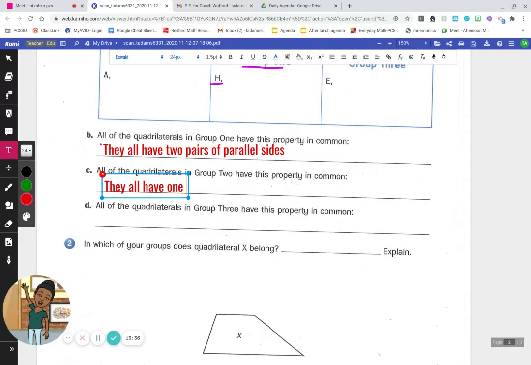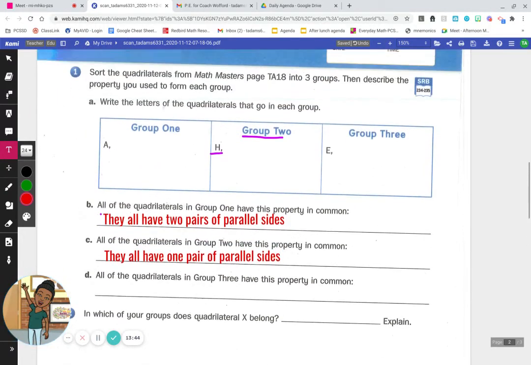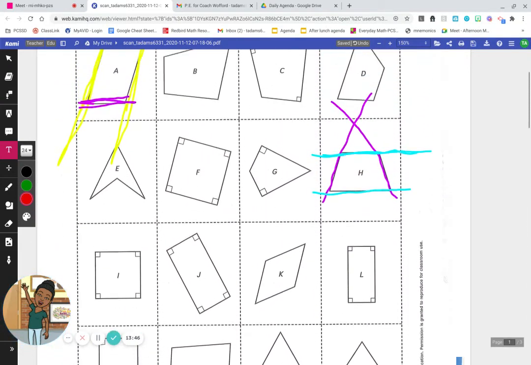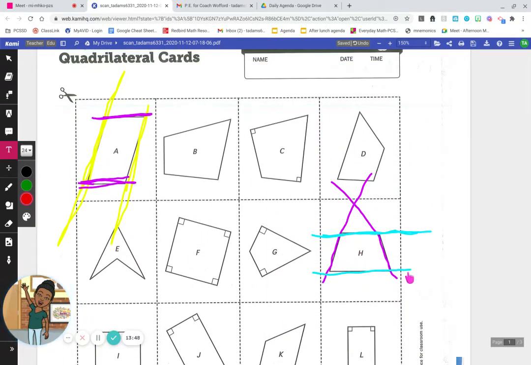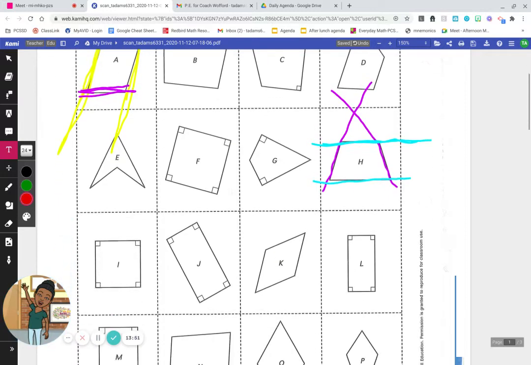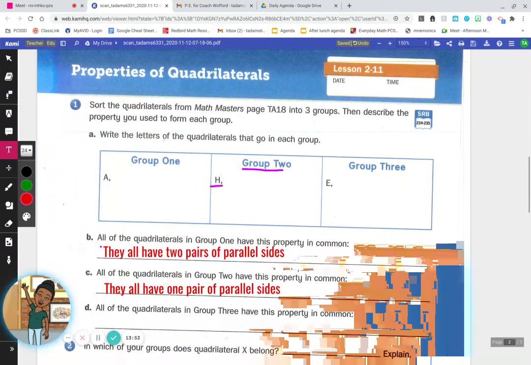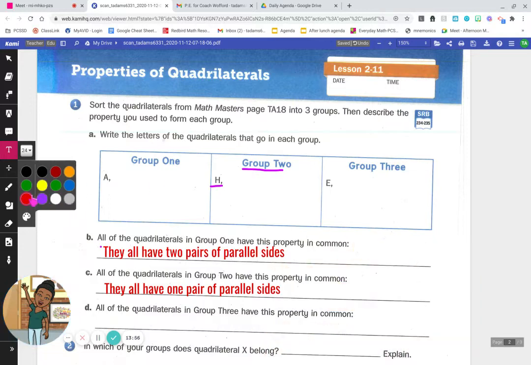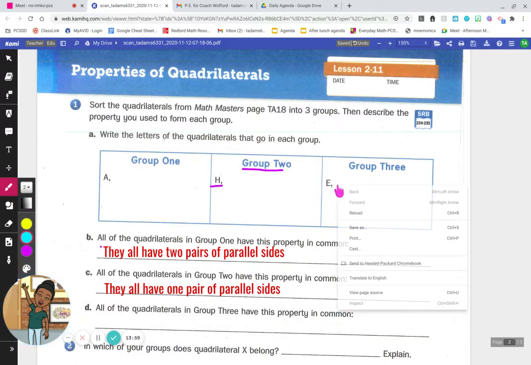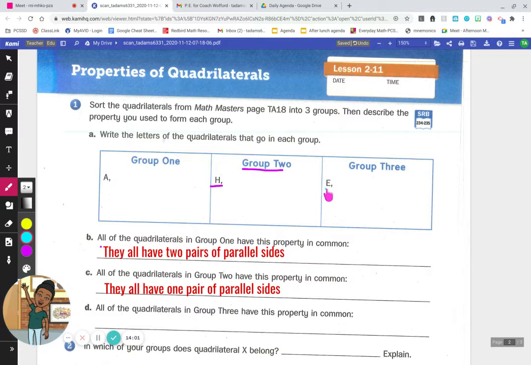They don't have to meet on both sides. As we can see here, the lines cross at the top. They intersect. They form a V. For our property of every quadrilateral that we will put in group 2, they all have one pair of parallel sides. This quadrilateral A had two pairs of parallel sides. Quadrilateral H only had one pair of parallel sides.